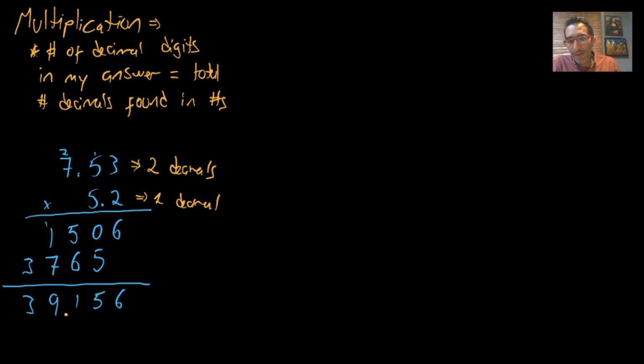So I will place the decimal point right here. 1, 5, 6 will be my 3 decimal digits, which I know must be 3 because in my numbers I have 2 decimals in the first number and 1 decimal in the other number. In total, I have 3 decimals. That's how you define where the decimal point will be located after performing the multiplication.